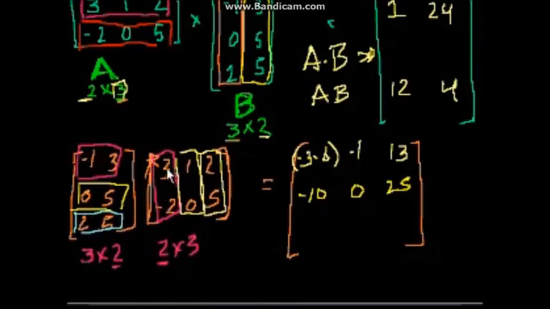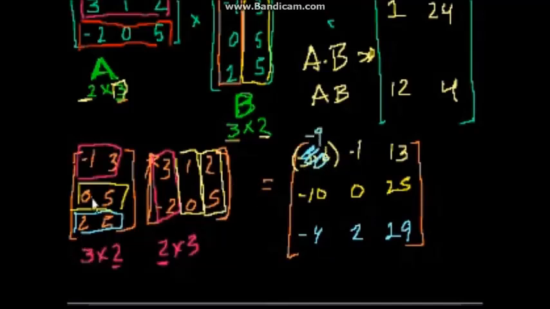So 2 times 3 plus 5 times minus 2, so that's 6 plus minus 10, so that's minus 4, right? Then you have 2 times 1 plus 5 times 0, that's 2. Then you have 2 times 2 plus 5 times 5, so 4 plus 25, 29. And of course, that first term, minus 3, minus 6. So this is minus 9.